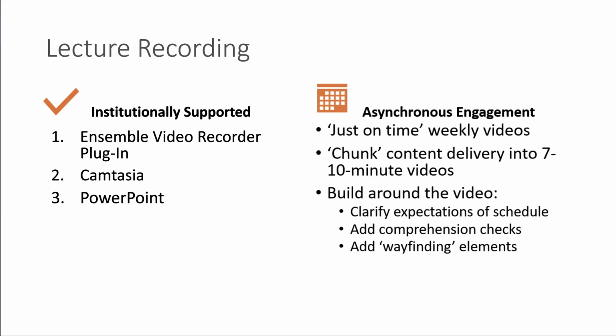And then build around the video. This might come in the form of text on the OnCue site around the video that clarifies certain expectations, such as when students need to be watching this video and on what timeline. Possibly add comprehension checks, such as a quick quiz that follows up on the ideas presented. And then wayfinding elements, which are about showing students how to engage in the course and in a platform like OnCue, in and around the video, and how they're meant to engage.